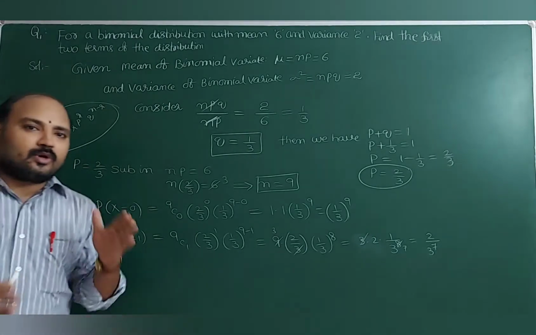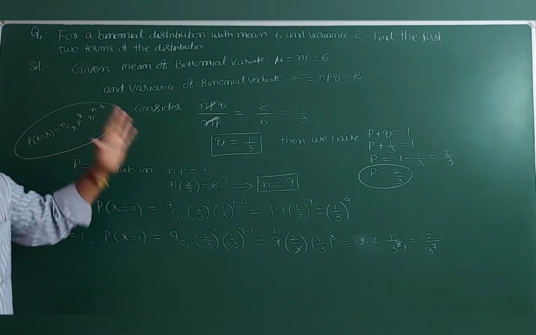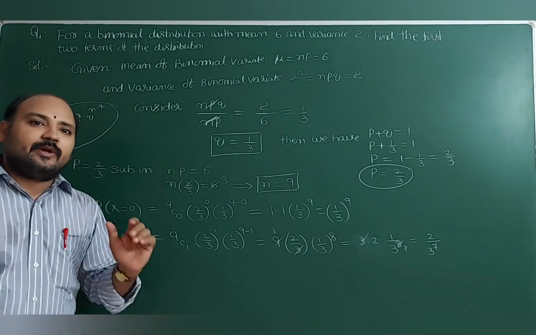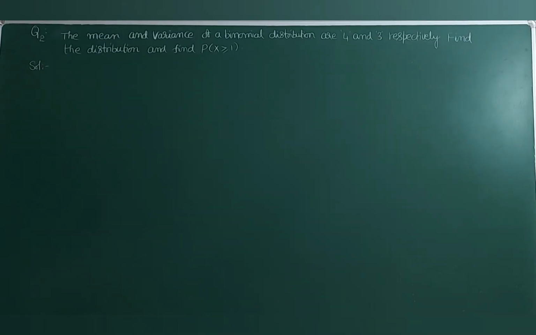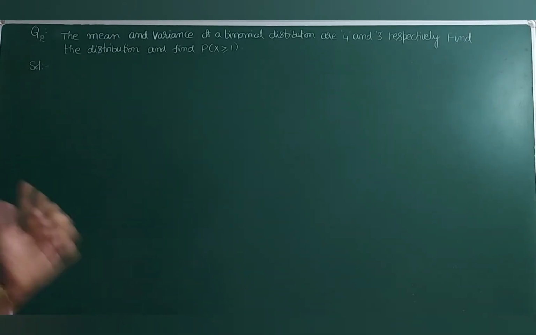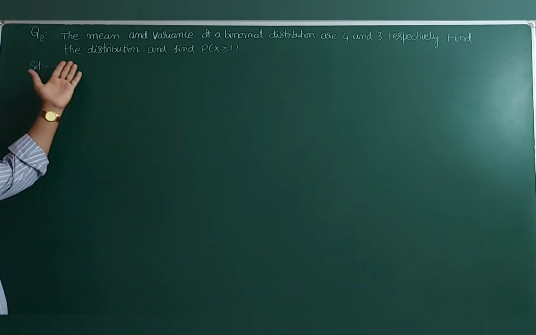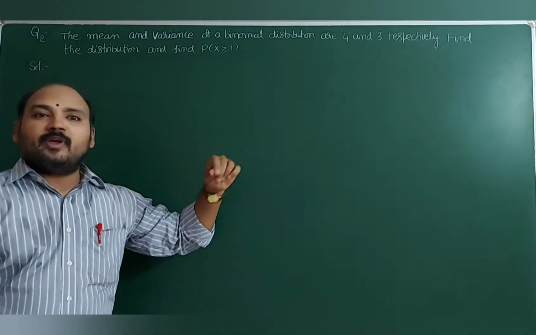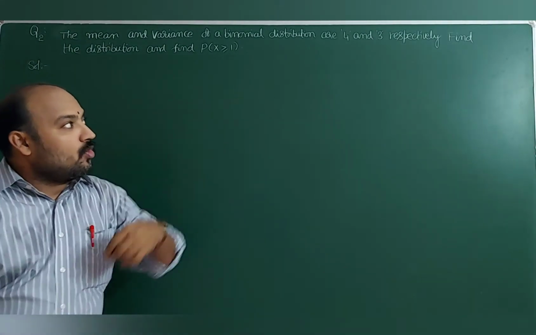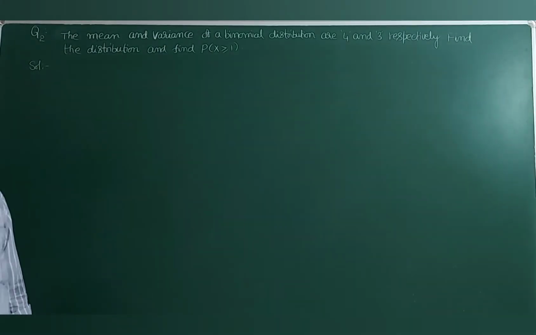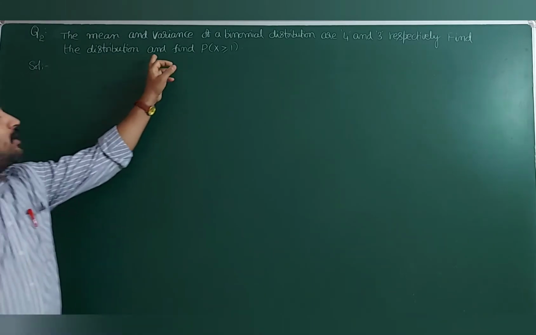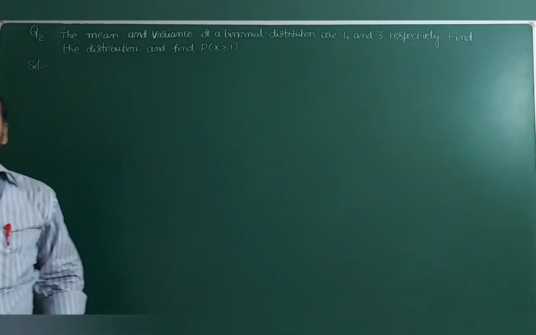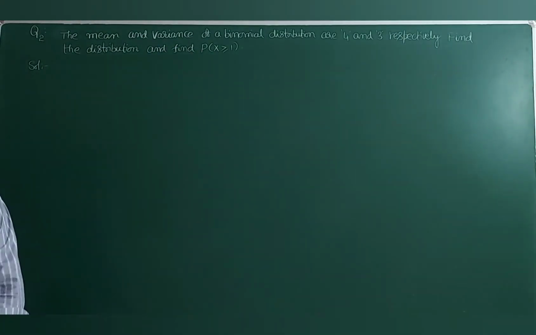In this video, I am going to explain problems based on binomial distribution completely. The next question. The mean and variance of a binomial distribution are 4 and 3 respectively. Find the distribution and find P(X ≥ 1).